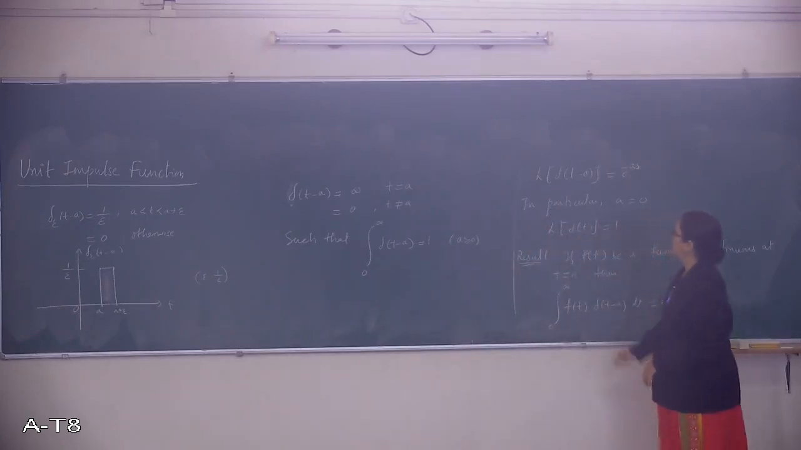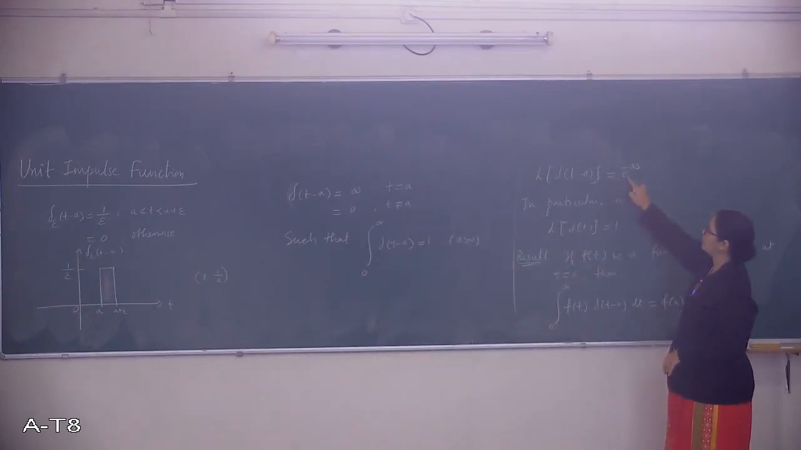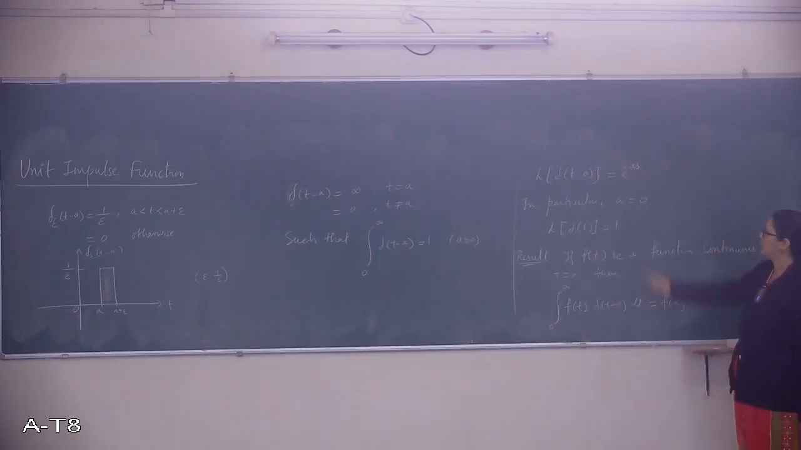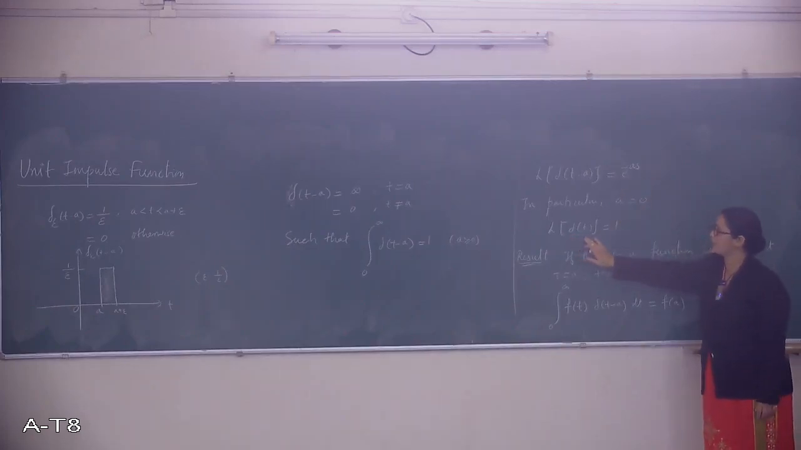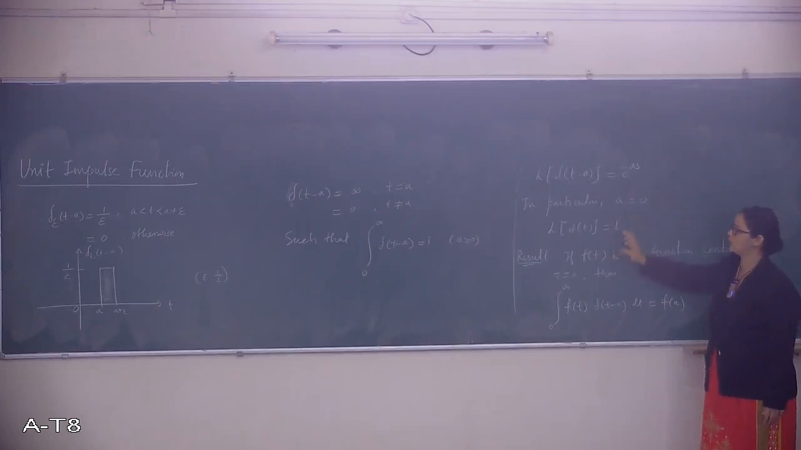Okay, and the Laplace transform of delta of t minus a is equal to e to the power minus as. In particular, if you put a equals 0 in this, what we get is the Laplace transform of delta t equals e to the power 0, which is equal to 1.